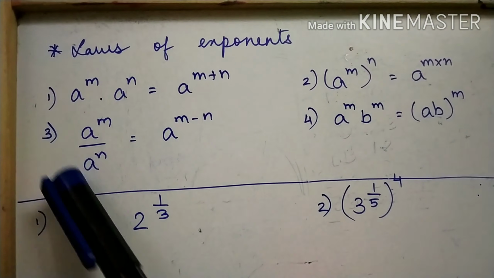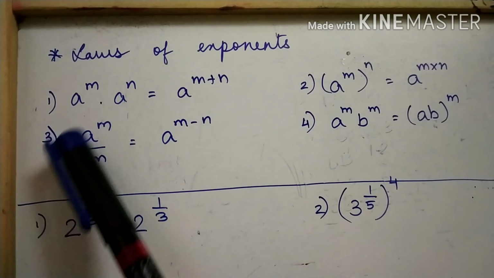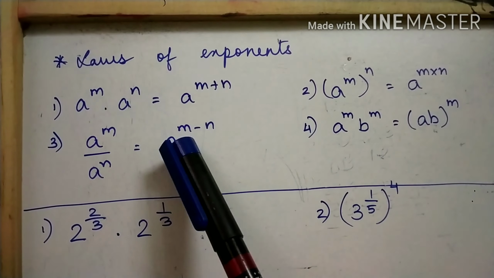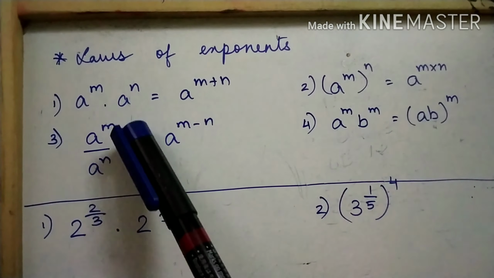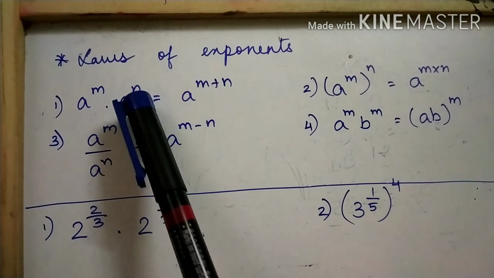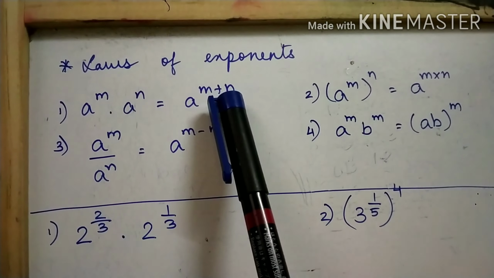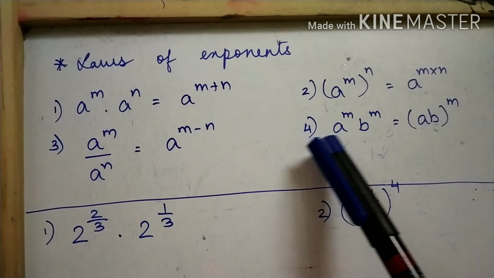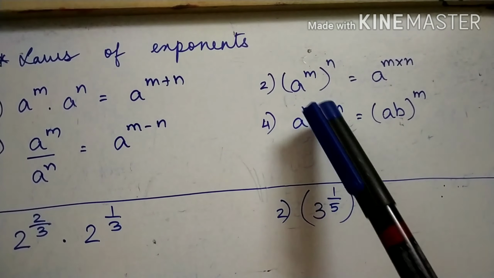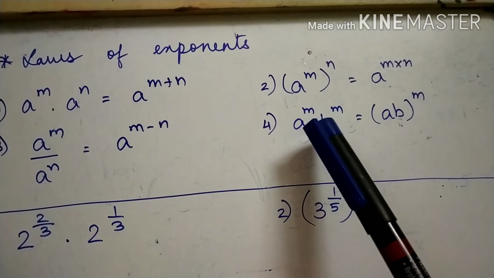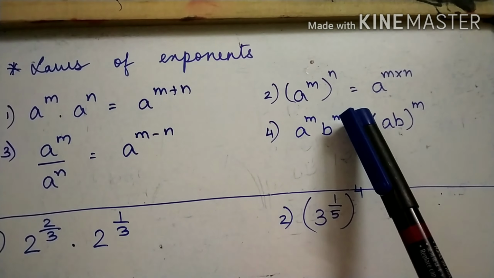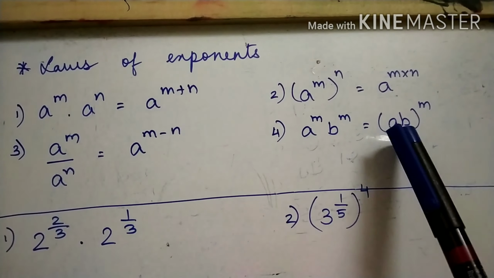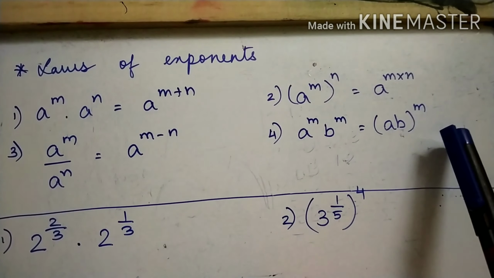Next, when it is division, this was multiplication, now division. a raised to m upon a raised to n equals a raised to m minus n. When it is division, we subtract. When it is multiplication, we add, but the base should be the same. Next, if it is a raised to m into b raised to m, that is, the powers are the same and the bases are different, then we can multiply those bases and keep the power the same.